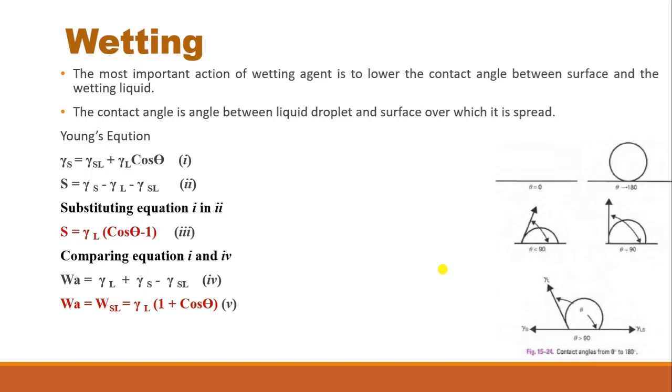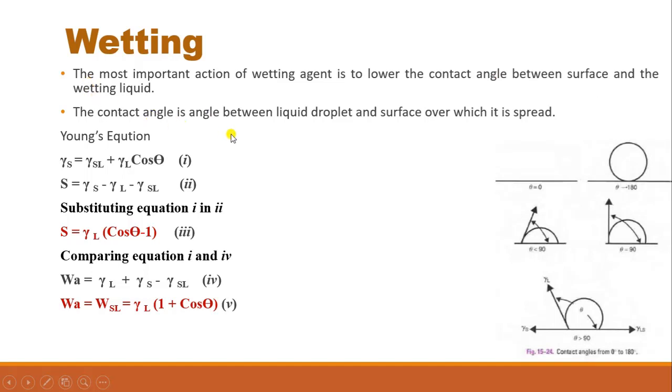But the same doesn't happen with mercury. When we place a drop of mercury over a clean glass surface, it remains as a single droplet. It does not spread over the glass surface because it has higher attractive forces with mercury molecules and less attractive force with the glass surface. So to improve the wetting, we have to add a wetting agent, and the wetting agent's action is to lower the contact angle between the surface and the wetting liquid.